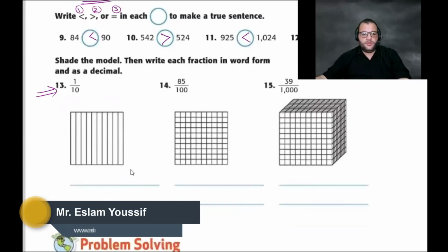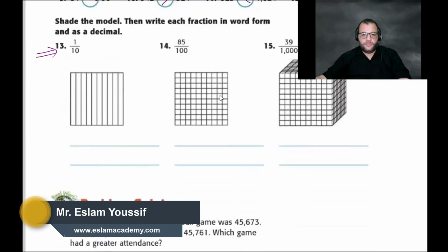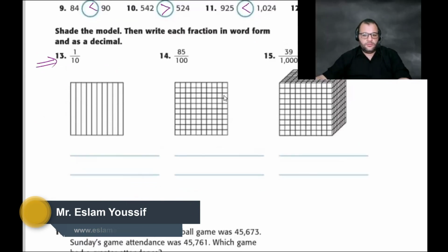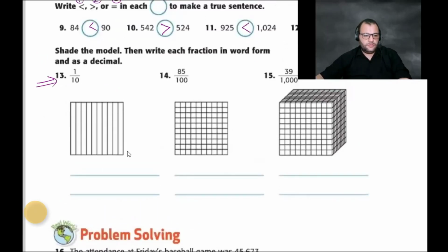1 what? How many parts will I shade here? What is the meaning of 1 over 10? What is the meaning of 1 over 10? Sorry? I can't hear you.